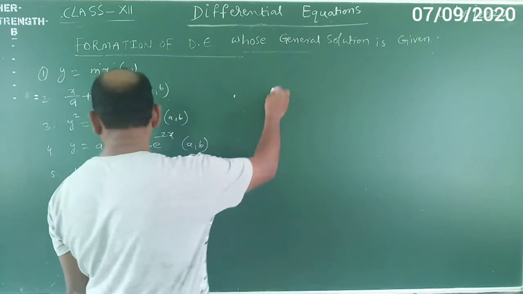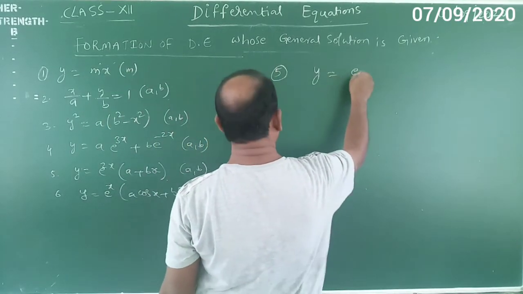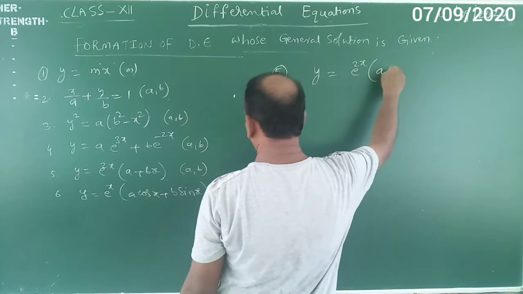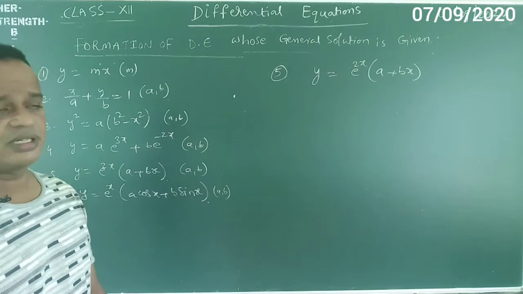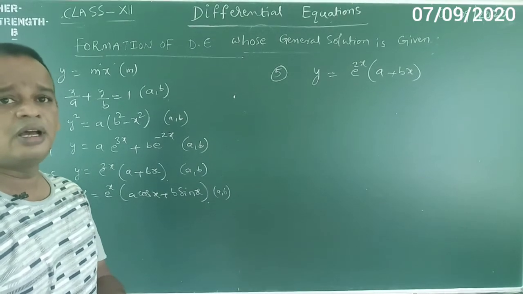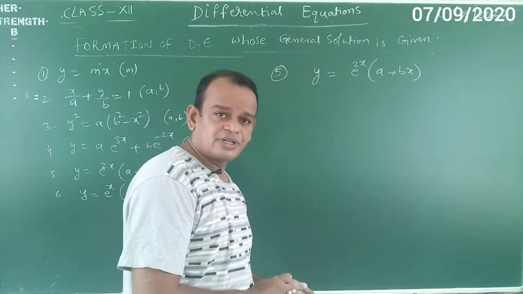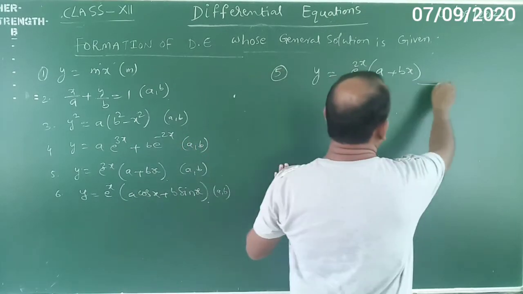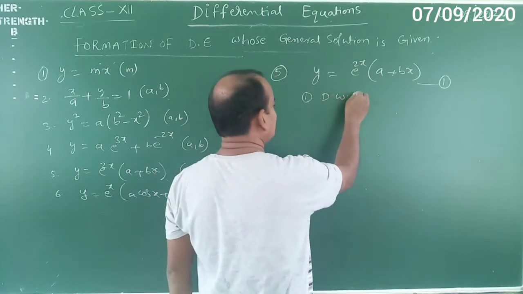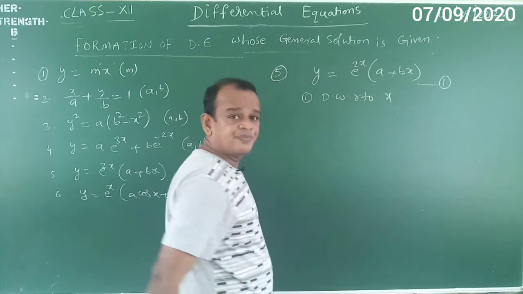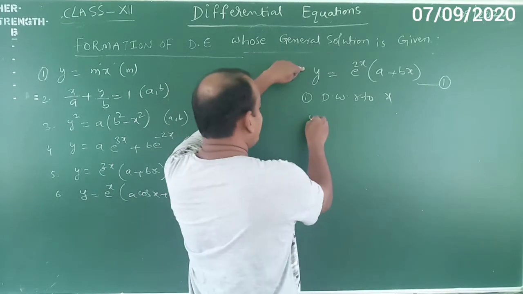Question number 5. Y is equal to e power 2x into a plus bx, where a comma b are the arbitrary constants. In this way also, 100% we will do the 2 times differentiation. I hope that you understood. Yes. Therefore, differentiate once with respect to x. What happened? Y derivative is y dash.